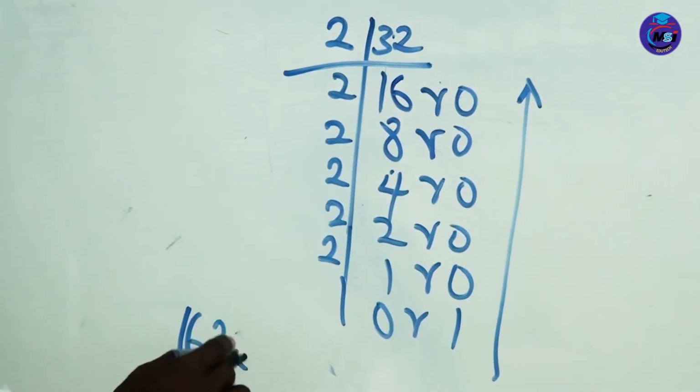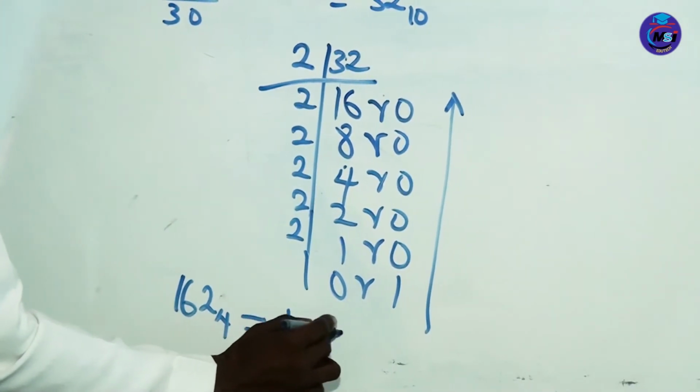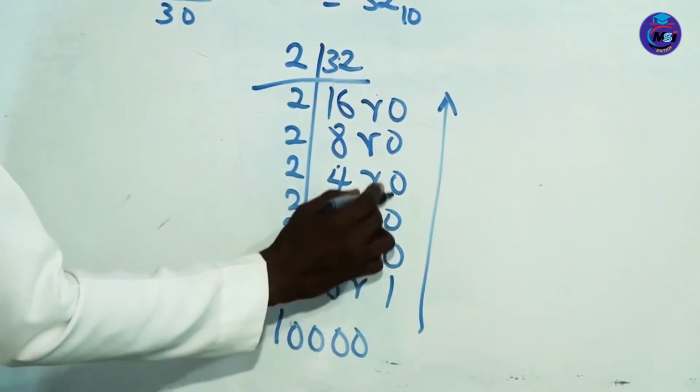162 base 4 equals to 1, 1, 2, 3, 4. 1, 2, 3, 4, 5.